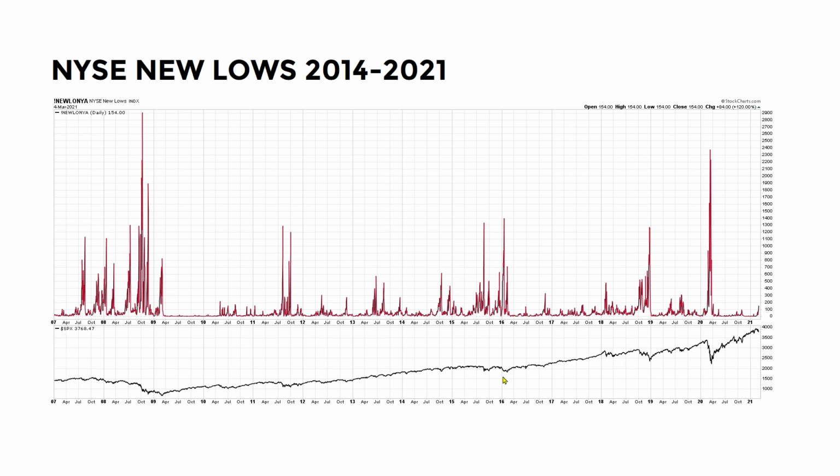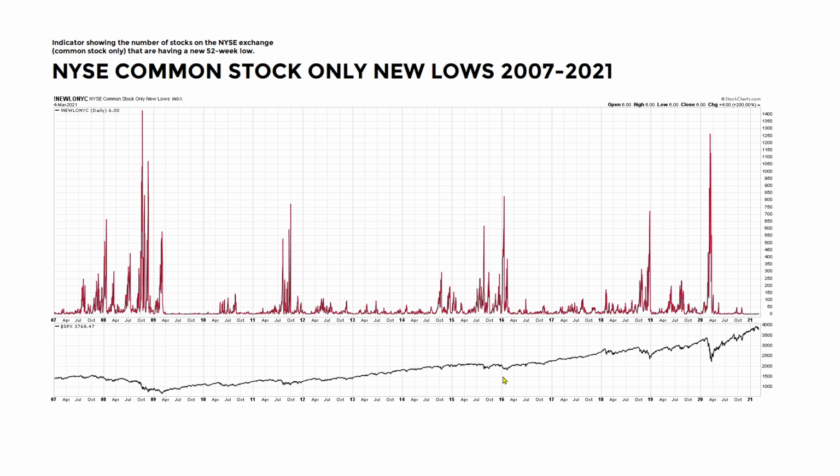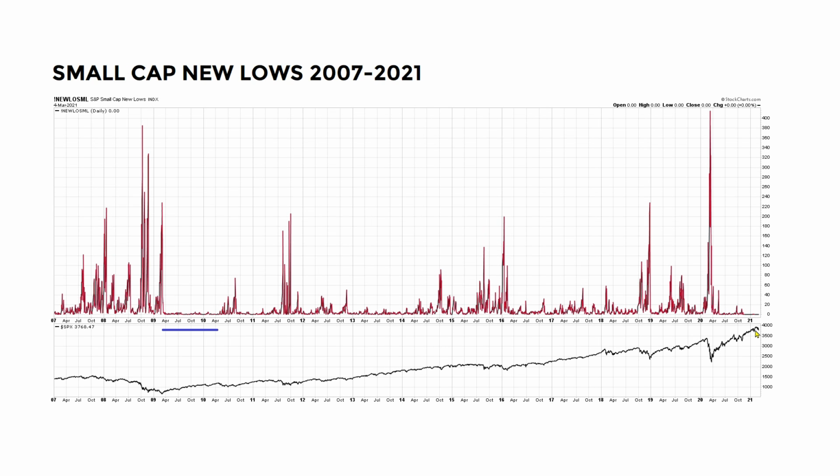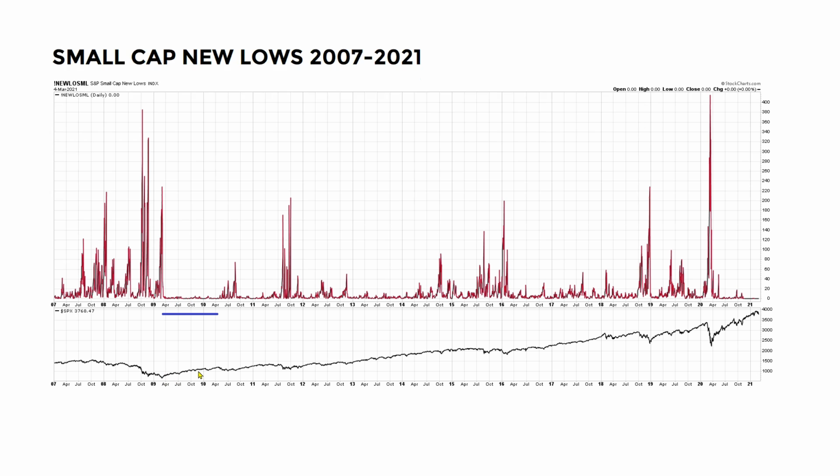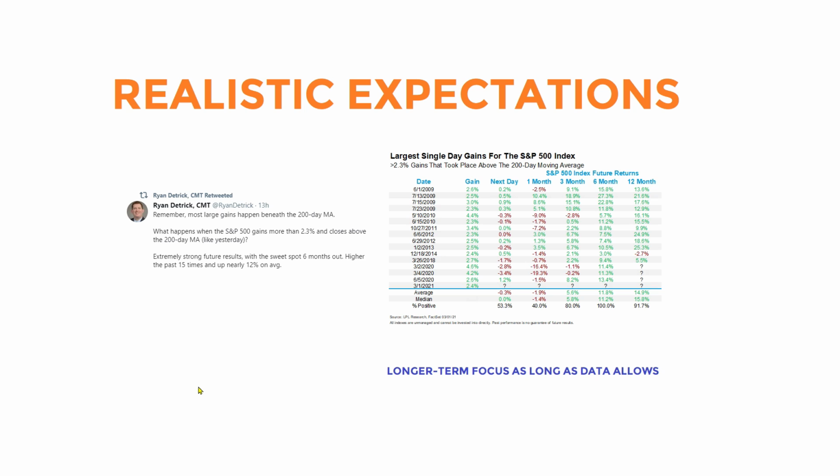This data includes a wide variety of securities that trade on the NYSE Composite. This version looks at common stocks only, and in this case it looks even better. As of Thursday's close, flatlining. Small caps, ditto. Thursday's close, flatlining. What does this look like? It looks most like this period here after the major low in 2009. You can pause your video player.